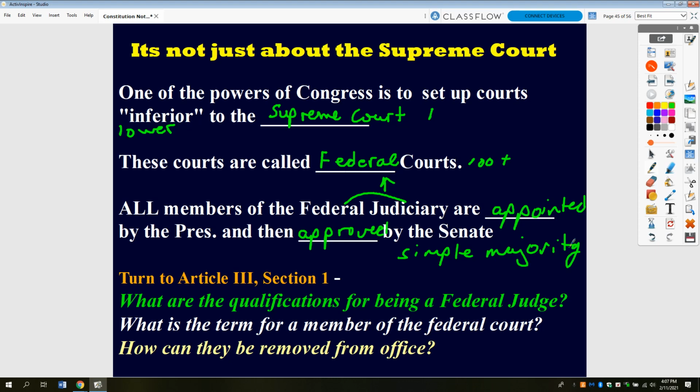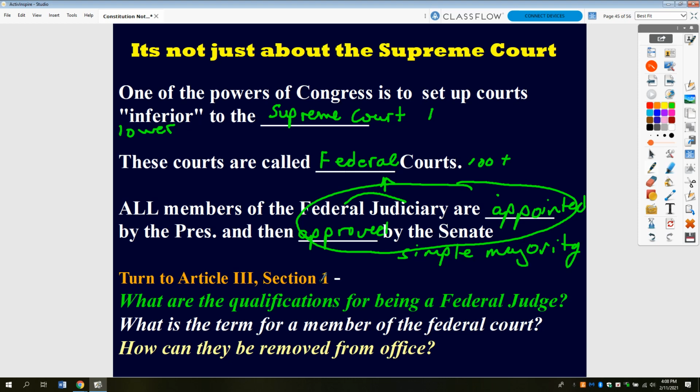So the question is, when you read Article 3, Section 1, what are the qualifications for being a judge? Did you hear any qualifications in there at all? And if you read it over, the answer should be no. There aren't any. The only qualification for being a judge is that you have to be appointed by the president and approved by the Senate. That's it. There's no requirement for education. There's no requirement for being a judge somewhere else, or even being a lawyer, for instance. There's just simply that you have to get appointed and approved.